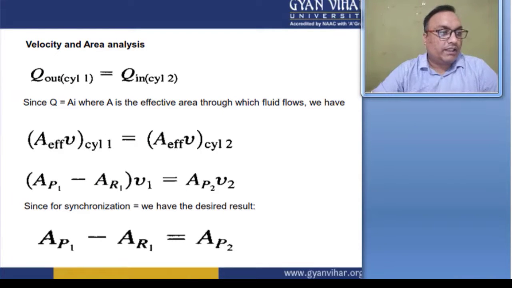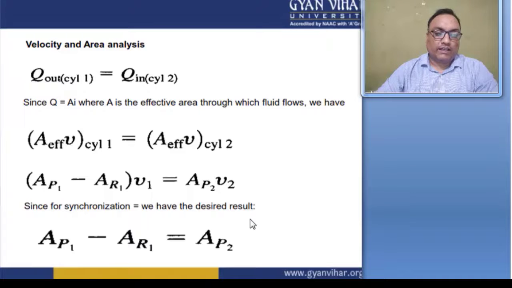Then this is the velocity area analysis. So Q out of cylinder 1 equals Q in of cylinder 2. Since Q equals A times V, where A is the effective area through which fluid flows, we have the effective area A effective, V the velocity of the extending position, then cylinder 1 and this is cylinder 2. For this case, the effective area for cylinder 1 is this, and since we want synchronization, we have the desired result: AP1 minus AR1 equals AP2.